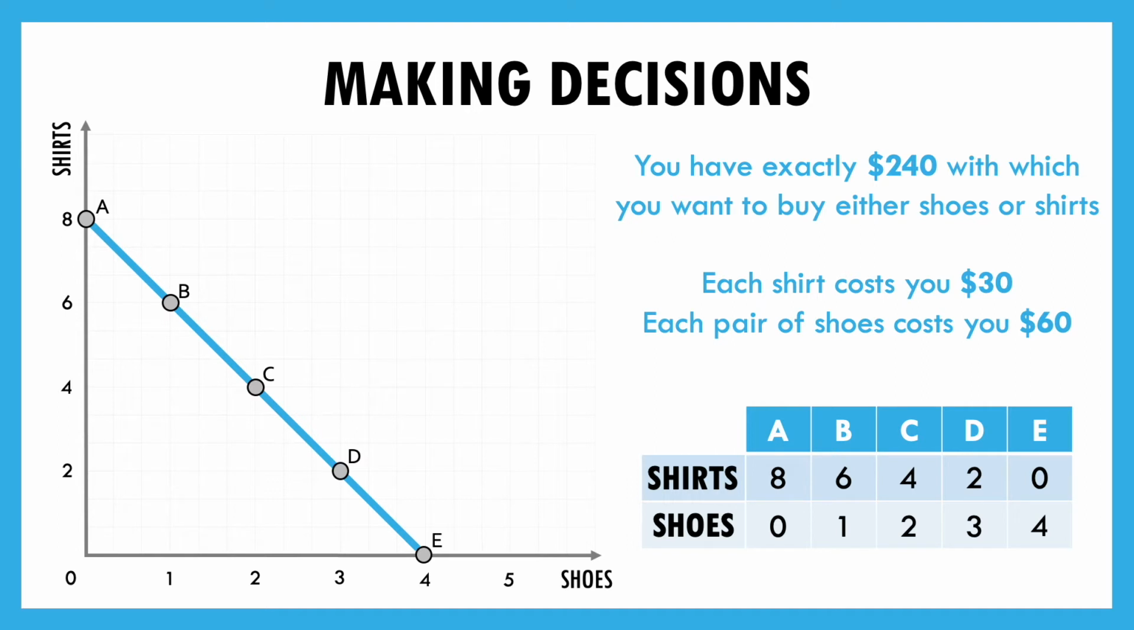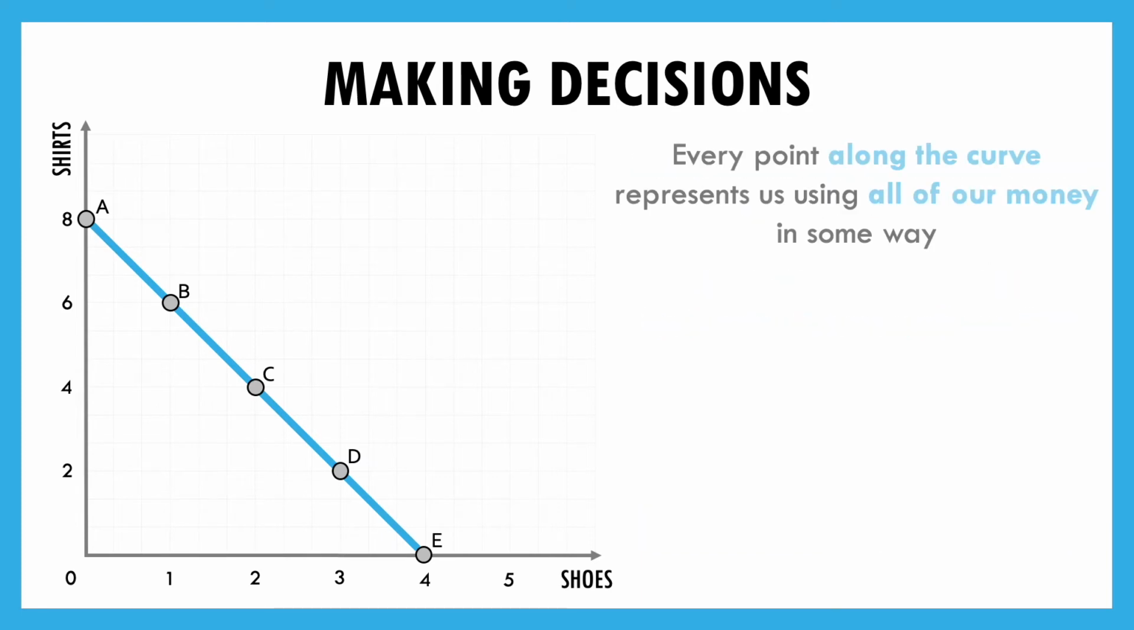It doesn't matter if we're at point A, point B, C, D, or E. We're spending all the money that our parents gave us, right? Now, as we look at this, we see that every single one of those points along the curve represents us using our money in some way. Point A is $240, point E is $240, and everywhere in between, we're using all of our money.